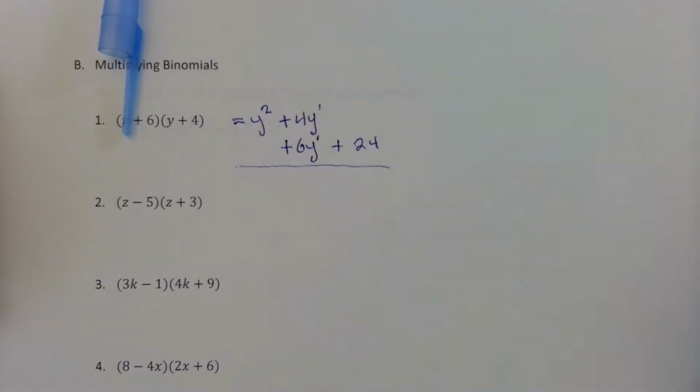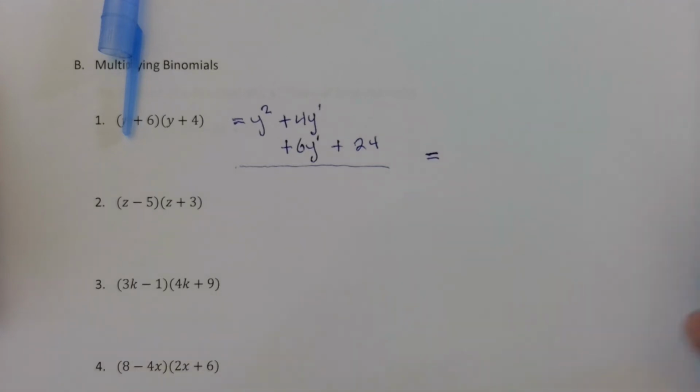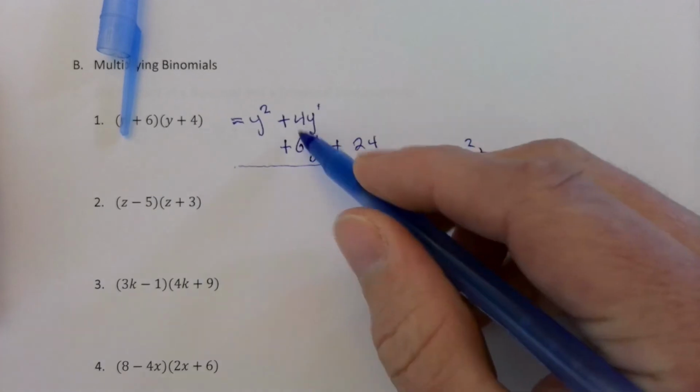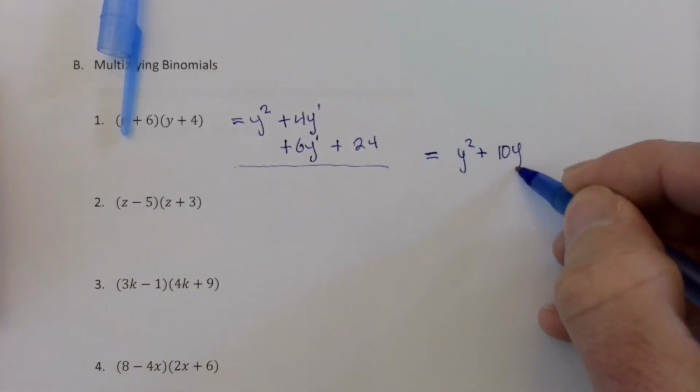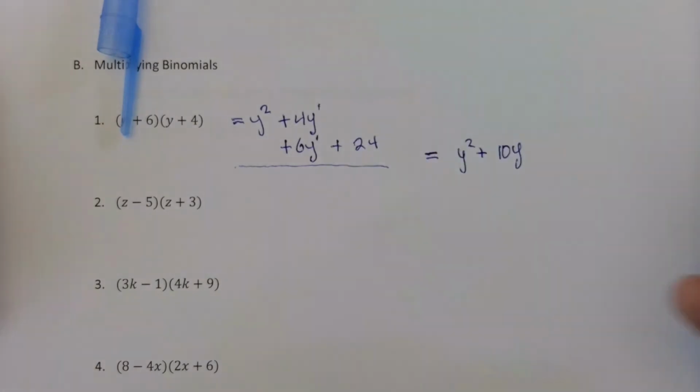Okay, so what do we get? We get 3 answers to form a trinomial. We get y squared. We get 10y. Remember, the power doesn't go up because we're not multiplying these y's. And then we get 24.